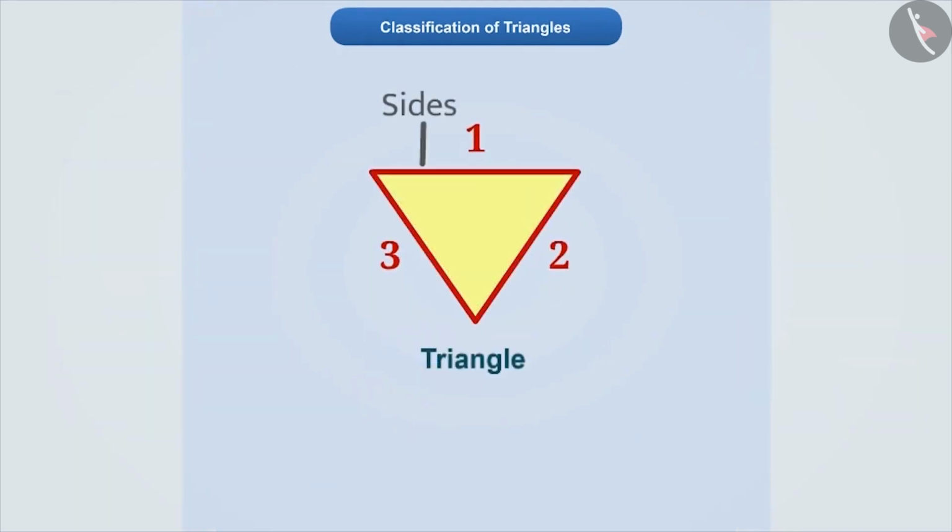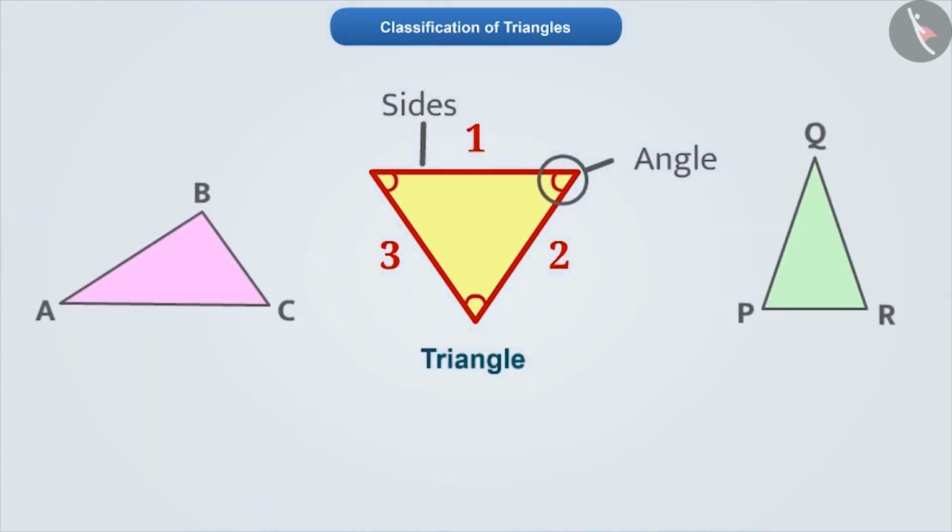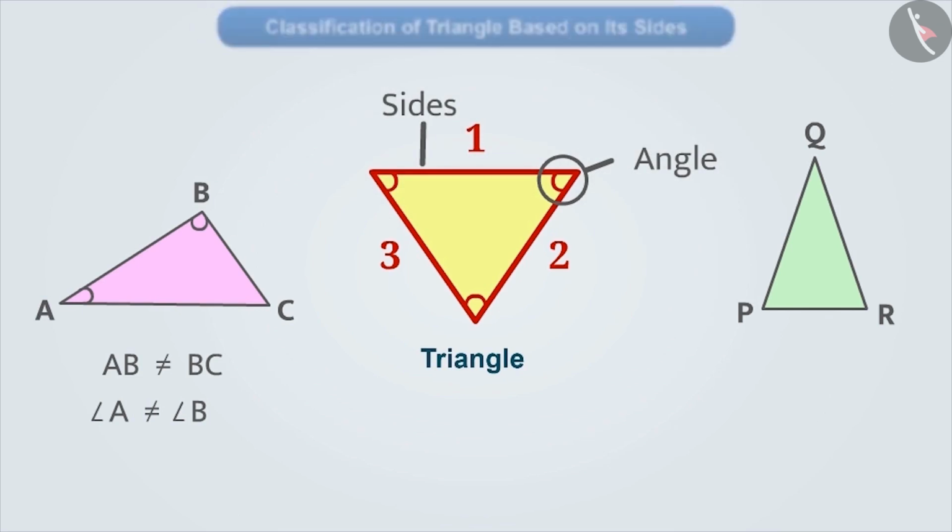Along with three sides, a triangle also has three angles. In different triangles, we see that the measures of sides and angles are different. To understand triangles better, we classify them on the basis of their sides and angles. So let's first learn the classification of triangles based on the sides.